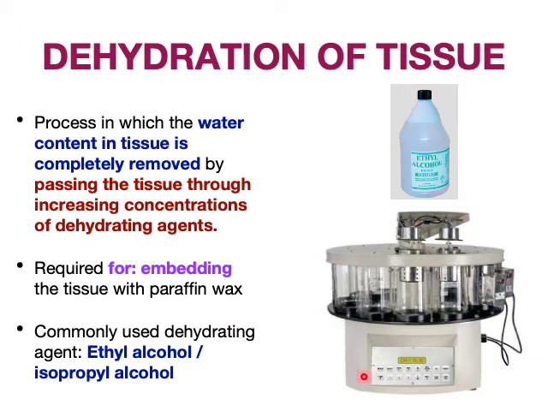So here you can see an automatic tissue processor. This is the tissue case where you'll be keeping the tissue, and these bottles are for keeping the different grades of alcohol, like 70% alcohol, 90%, 95% alcohol, and 100% alcohol, that is absolute alcohol. Like that, we'll be pouring the alcohol in each bottle.